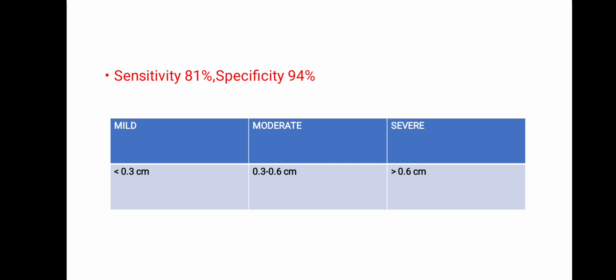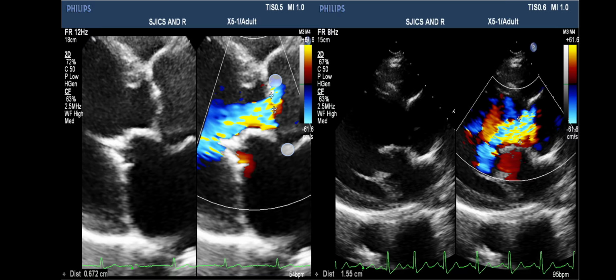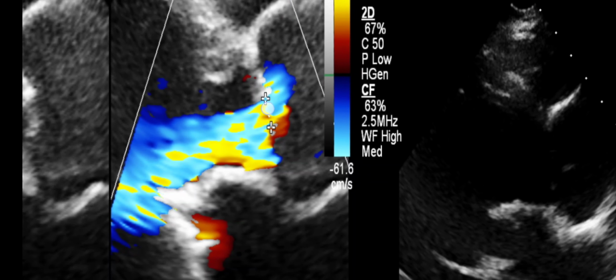Mild is less than 0.3 cm, moderate is 0.3 to 0.6, and severe is greater than 0.6 cm. Look, this is the LVOT. This is the aortic valve and this is the LVOT. The aortic regurgitation is going through here, and this is the narrowest portion.